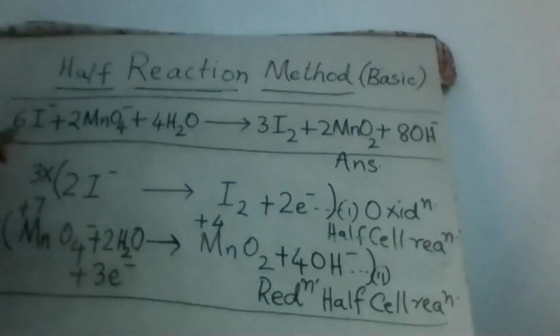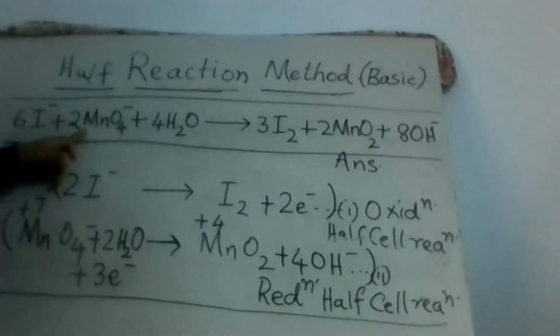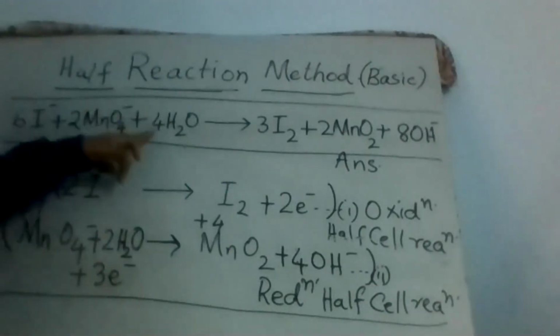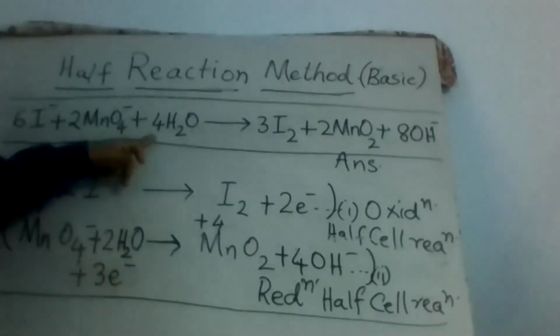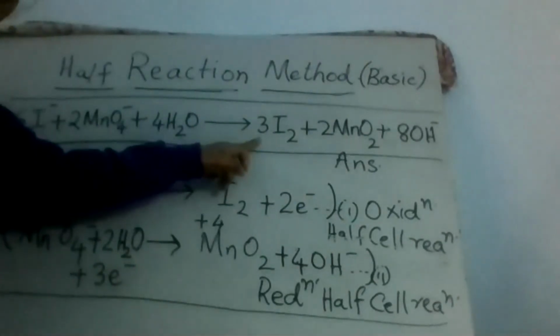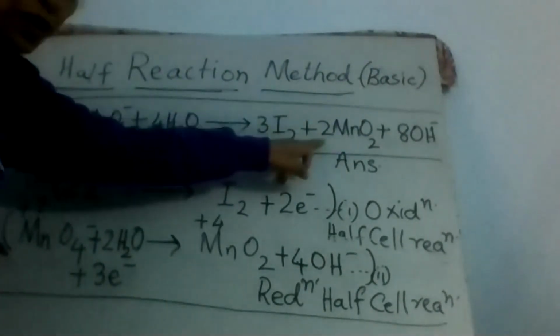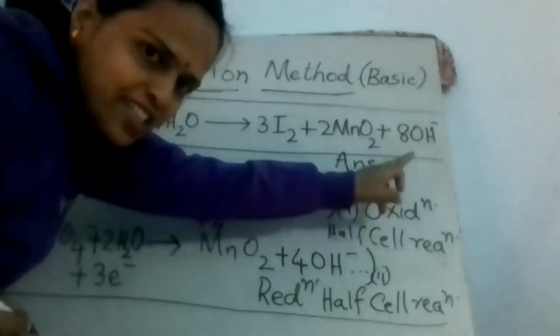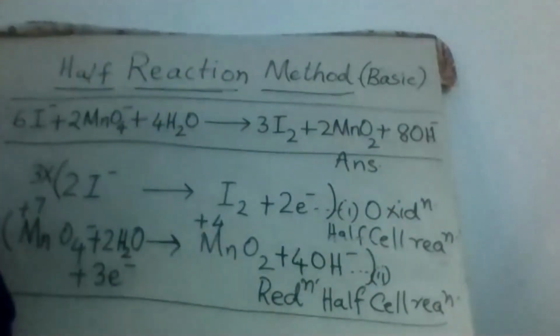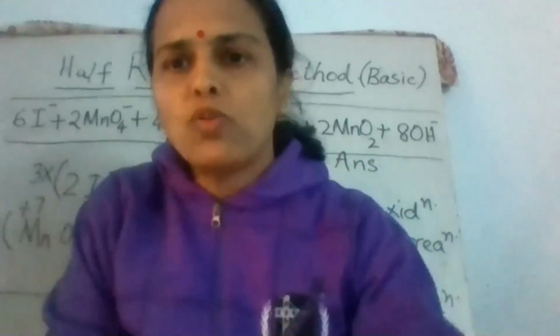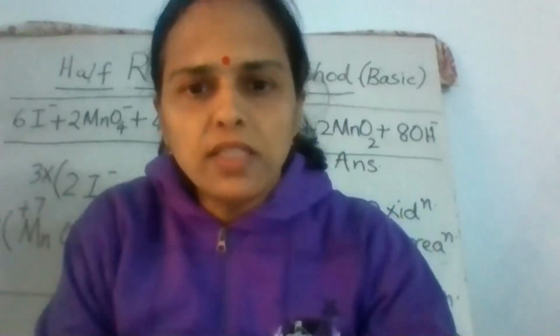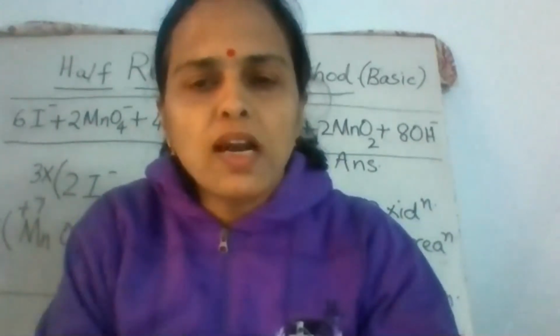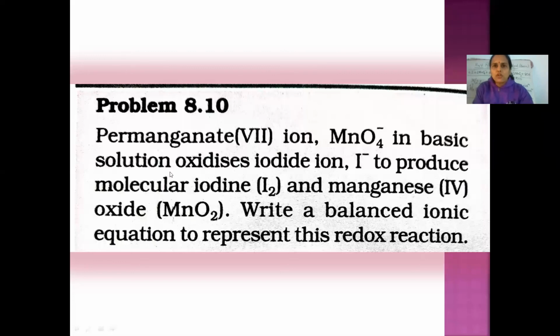So my answer comes out to be 6I minus plus 2MnO4 minus plus 4H2O gives 3I2 plus 2MnO2 plus 8OH minus respectively. So that's how I get my answer, and that's how we'll be balancing the equation using the ion electron method or the half electron method.